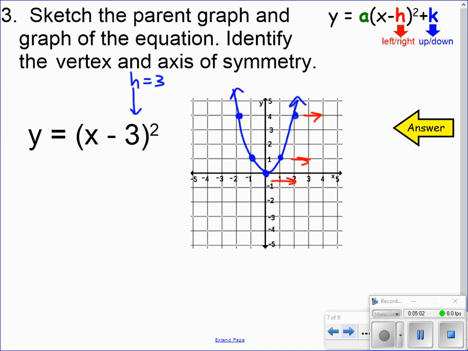So if I was at 0, I'd now be at 3. If I was at 1, I would now be at 4. 2, I'd be at 5. Nothing else changes from the graph. Negative 1, I would be at 2. Negative 2, I would be at 1. Again, I have the same shape, same size. The only thing that's different is the location.